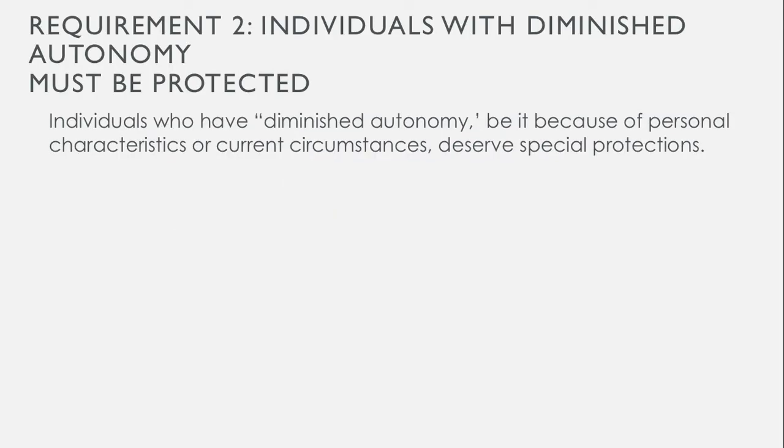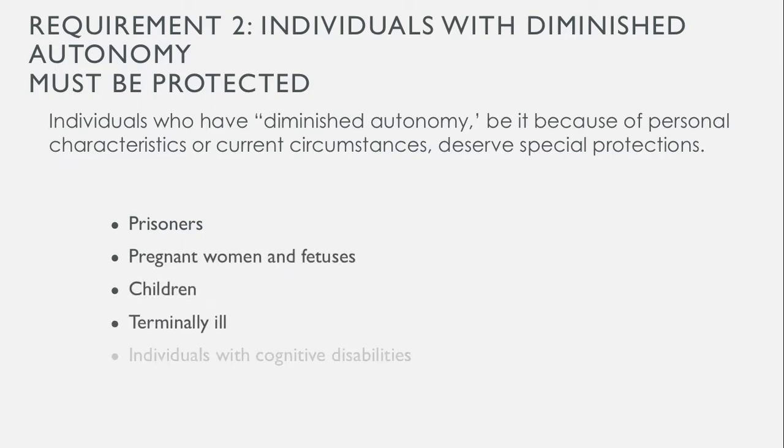The second requirement in order to meet the respect for persons principle is that individuals with diminished autonomy must be protected. Examples of diminished autonomy are prisoners, pregnant women and fetuses, children, the terminally ill, individuals with cognitive disabilities, and individuals with mental illness. There are probably many other populations, but these are examples.